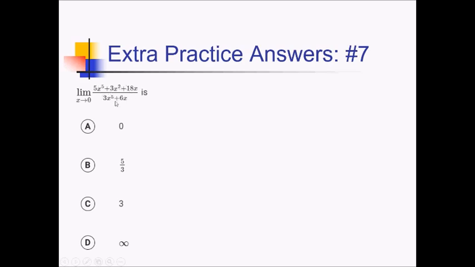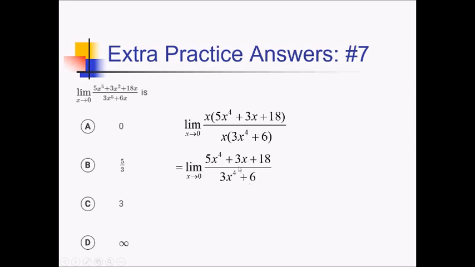Since these all have x's, we can factor an x out of both the numerator and the denominator. In the numerator, I'll have x times parentheses 5x to the 4th plus 3x plus 18. In the denominator, I'm going to have x times parentheses 3x to the 4th plus 6. Now I can cancel those x's, leaving me with whatever was in the parentheses as my only fraction now.